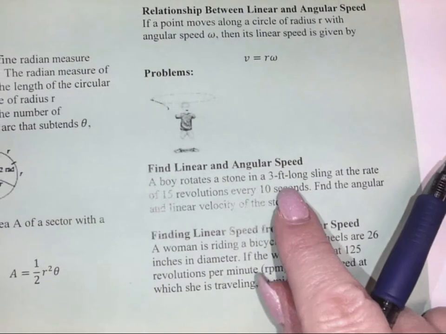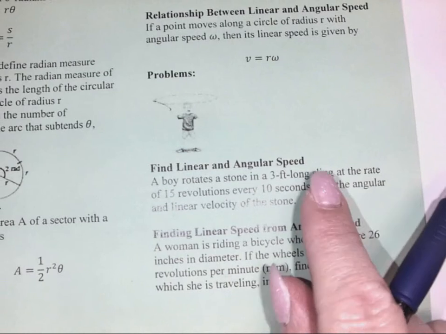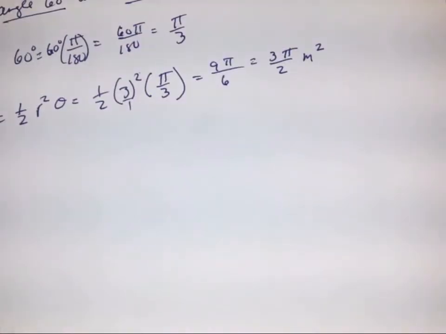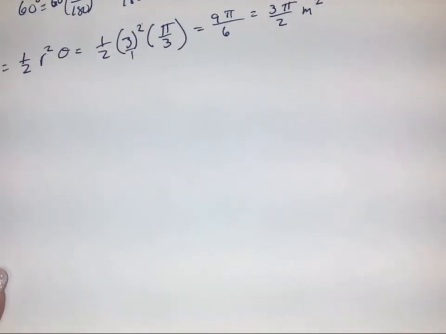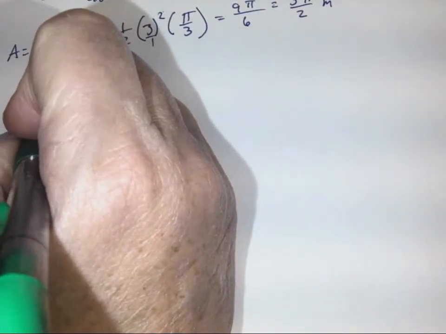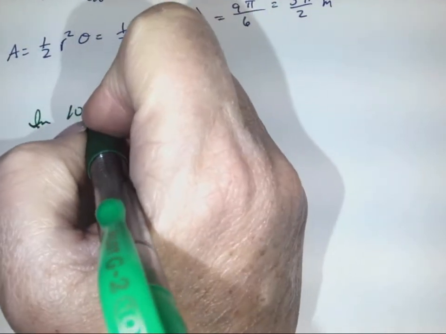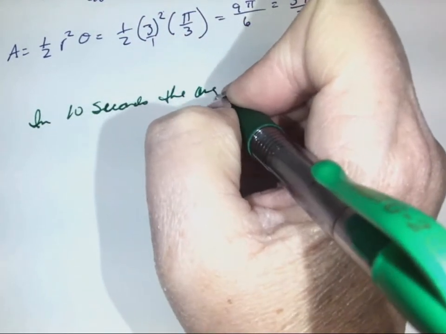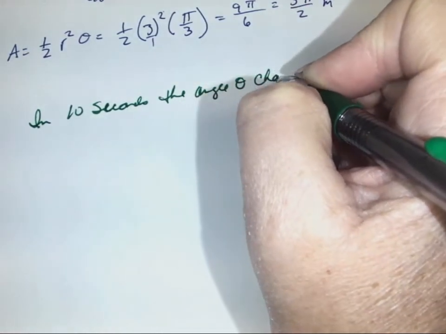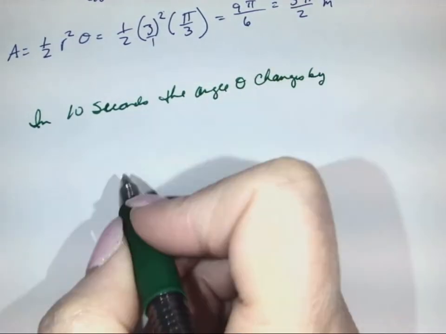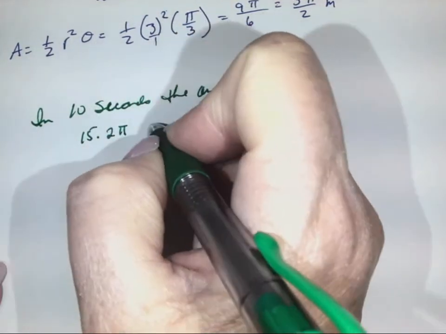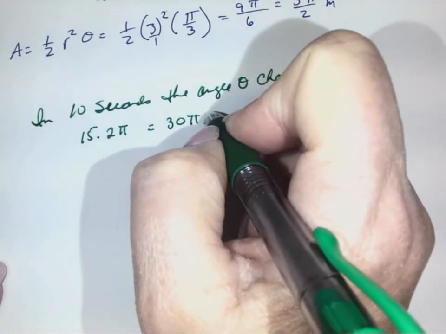All right, so let's look at some of the things we know. We know it's a 3-foot long sling, so that's the radius. He's gone 15 revolutions every 10 seconds. So that means that in 10 seconds, the angle theta changes by 15 revolutions, and a revolution is 2 pi. That gets us 30 pi in radians.